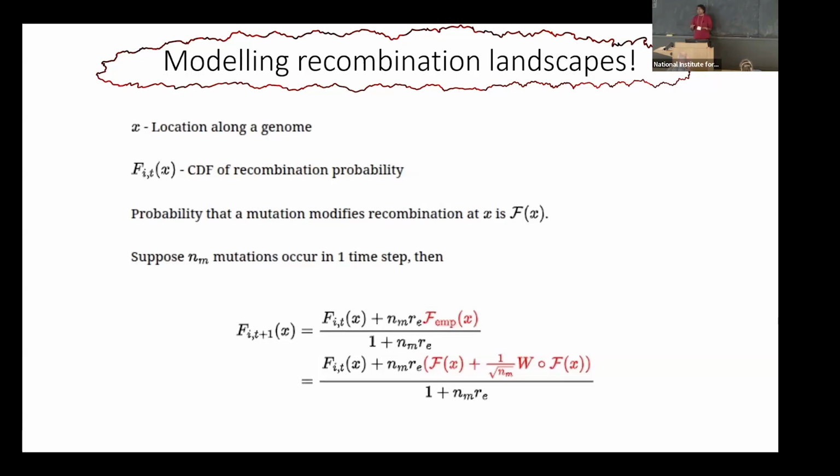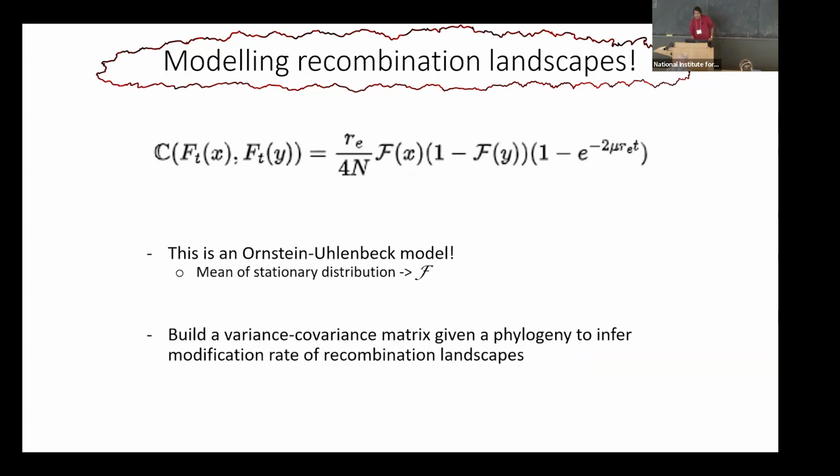And what this allowed us to do is capture the variance-covariance structure along the genome for this problem. So just a quick summary of a neat result: we can compute this through the covariance at two different locations of this recombination landscape, and that gives you something that looks like this, which matches an OU model, but a multivariate OU model. So you have a bunch of OU processes along your genome in some sense, and the covariance structure is mediated by this script f, so this distribution of mutations that modified your recombination rate.